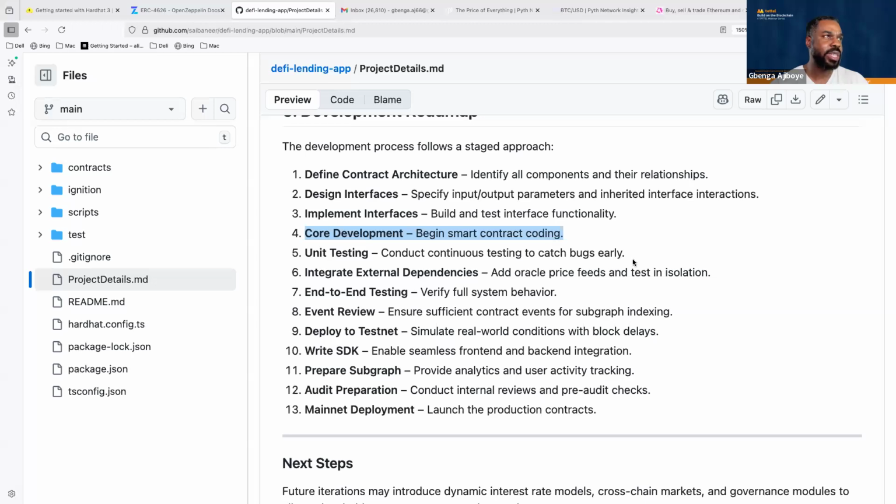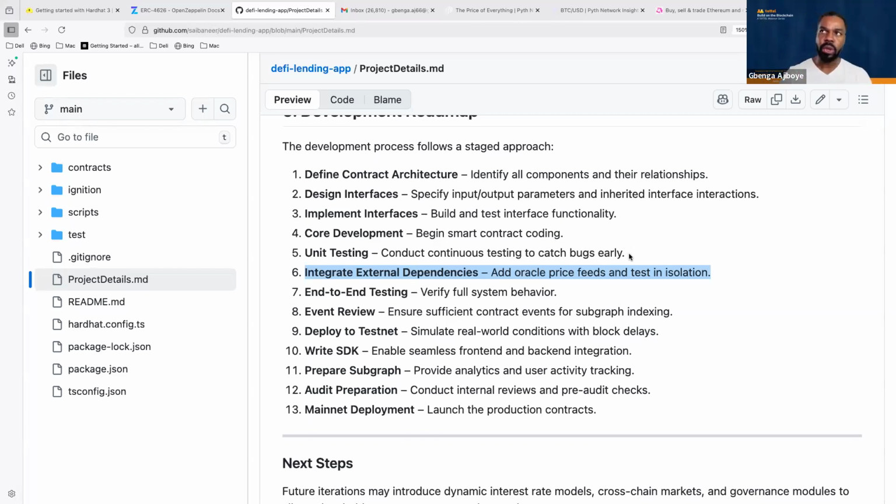So, with unit tests, you want to catch bugs quickly. So as soon as you're writing the function, you're testing on the side. Integrate external dependencies. Now, this is what you do after all your functions are behaving as expected. So at the initial start, we are going to create an oracle, but the oracle we're going to create is a fake one. It's one where we provide the price of the asset, and then we try to see what the behavior would look like under different conditions.